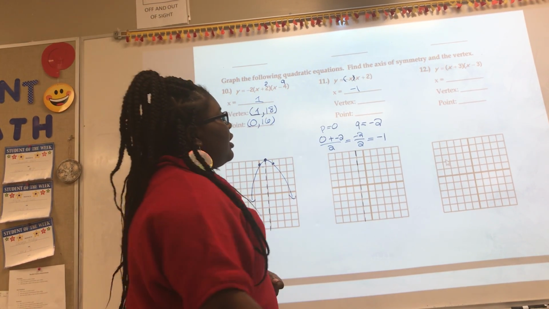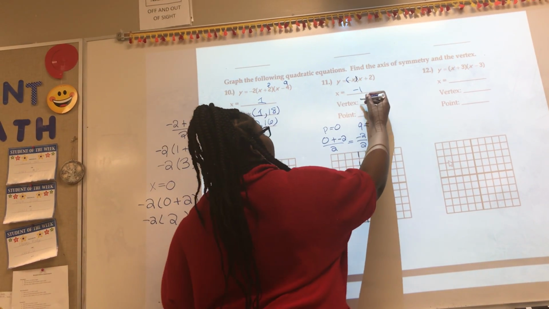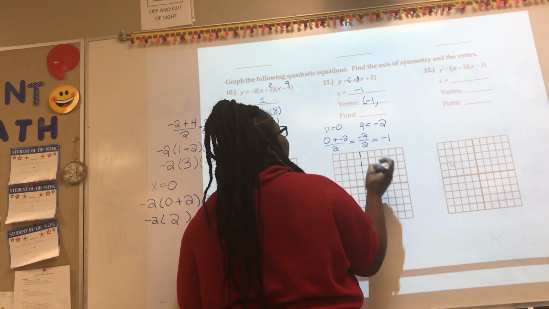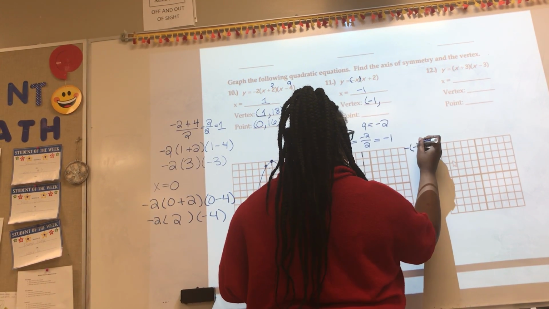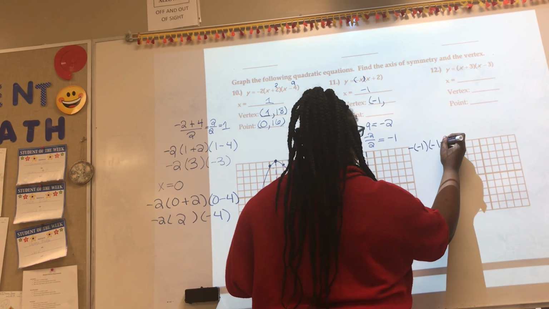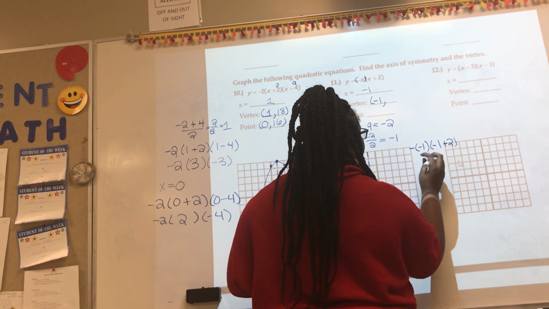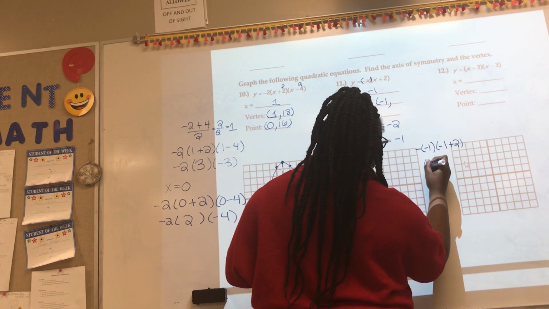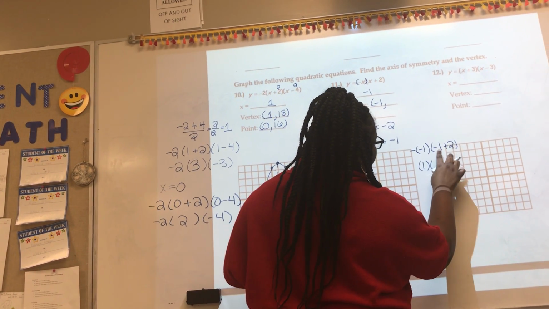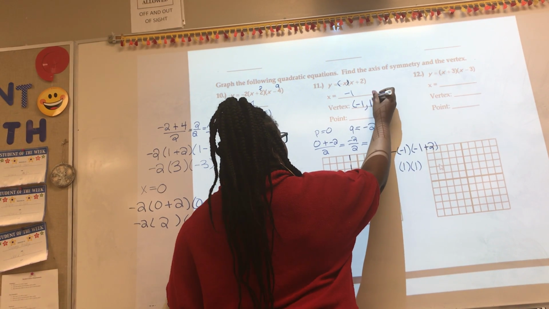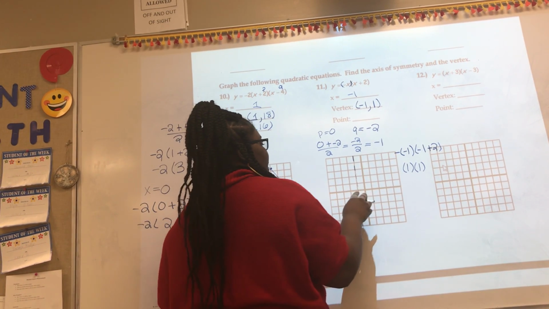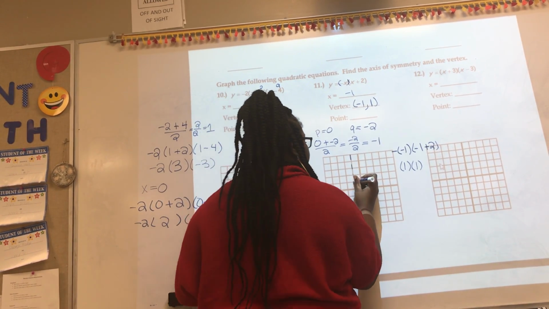All right, then I'm going to find my vertex. Remembering that I already got my first point, so I just got to find my second one. So I'm going to plug in negative 1. So negative 1 times negative 1 plus 2. That's going to make it positive 1. Negative 1 plus 2, that's positive 1. So my second point is 1. So my vertex is at negative 1, 1.